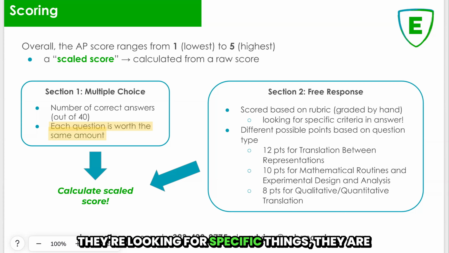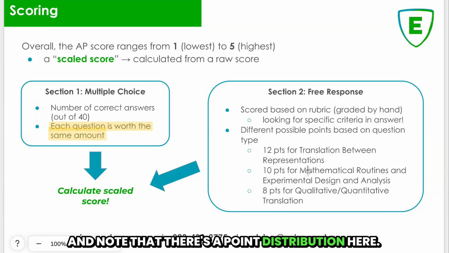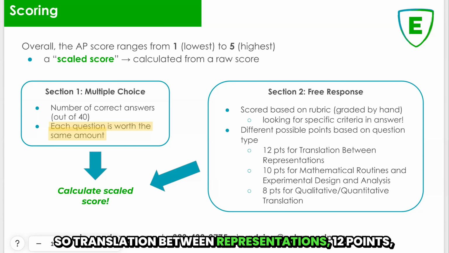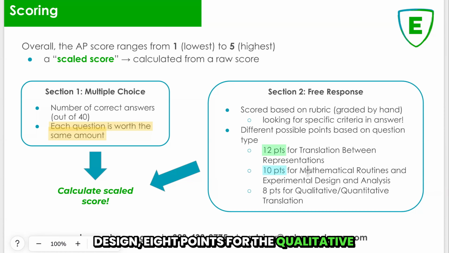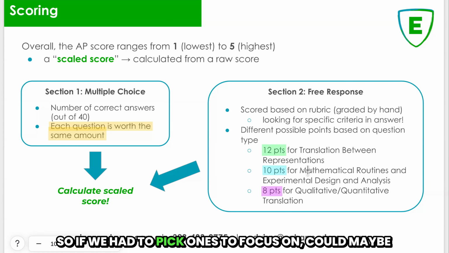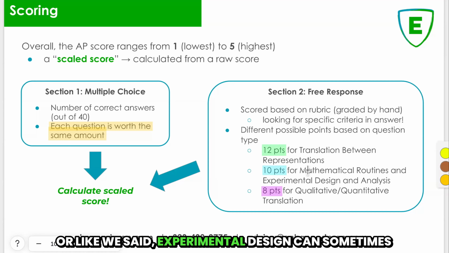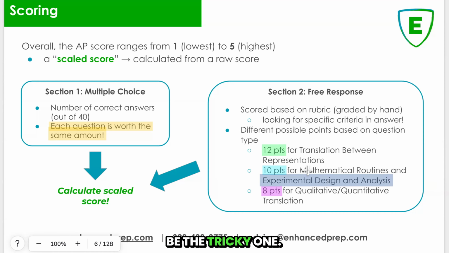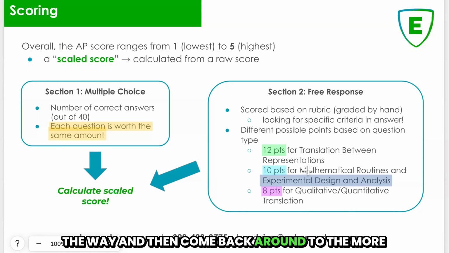But for the free response, those are graded by hand. They're looking for specific things. They are looking at what you write down. And note that there's a point distribution here. So translation between representations, 12 points, 10 points for mathematical routines, experimental design, 8 points for the qualitative quantitative transformation. So if we had to pick ones to focus on, we could maybe get the easy 8 points first and then work our way up. Or like we said, experimental design can sometimes be the tricky one. So maybe the mathematical routines, get that out of the way and then come back around to the more difficult.